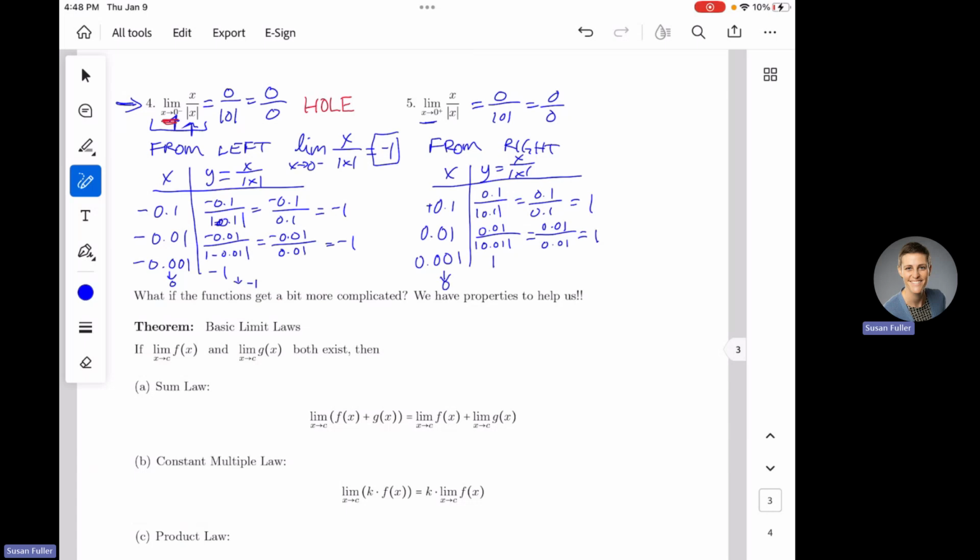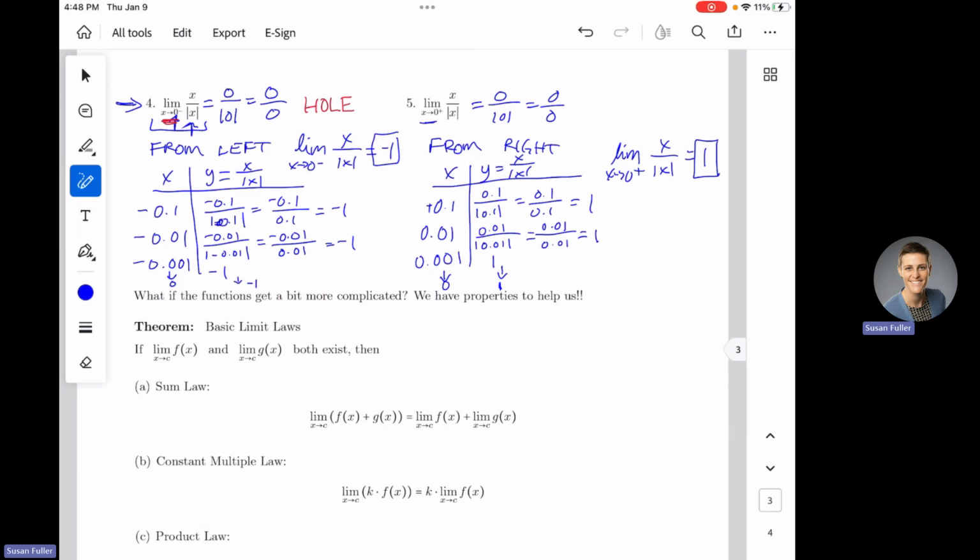So as our x values get closer and closer to 0, my y values will continue to stay 1, which means that's the value of the limit as x approaches 0 from the right. So that is the answer to this one.